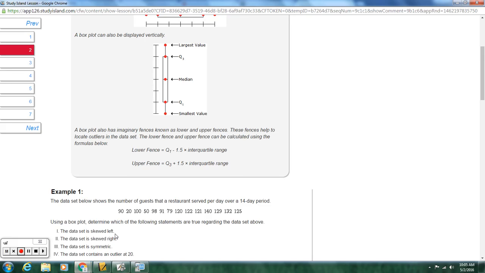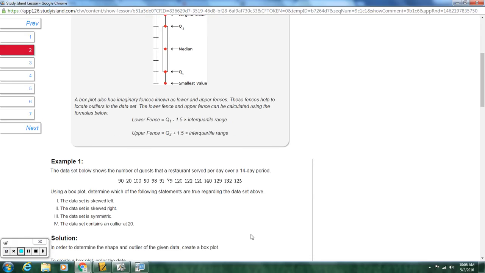We'll go back over here. So they've got the lower fence and upper fence. It says the data set below shows the number of guests that a restaurant served per day over a 14-day period. All right, here's what we're going to do. Here's where you need a calculator. I'll show you how to put all this stuff in here.